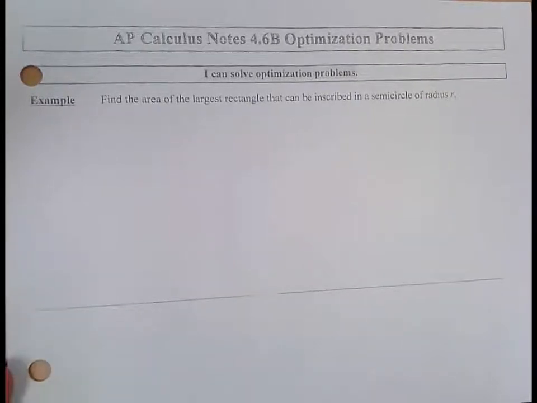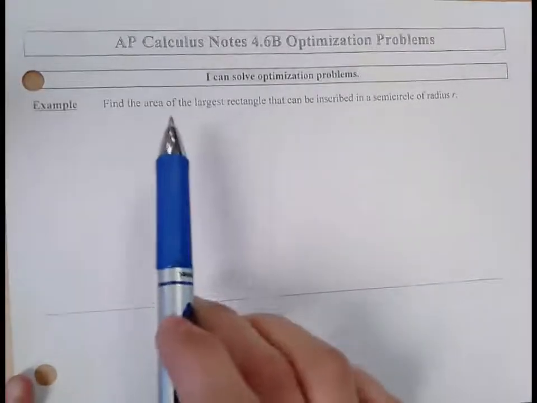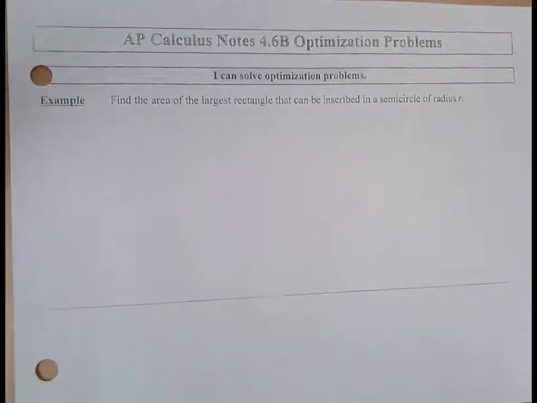All right, but I need your attention up here, please. Okay, for this example, it says find the area of the largest rectangle that can be inscribed in a semicircle of radius r.